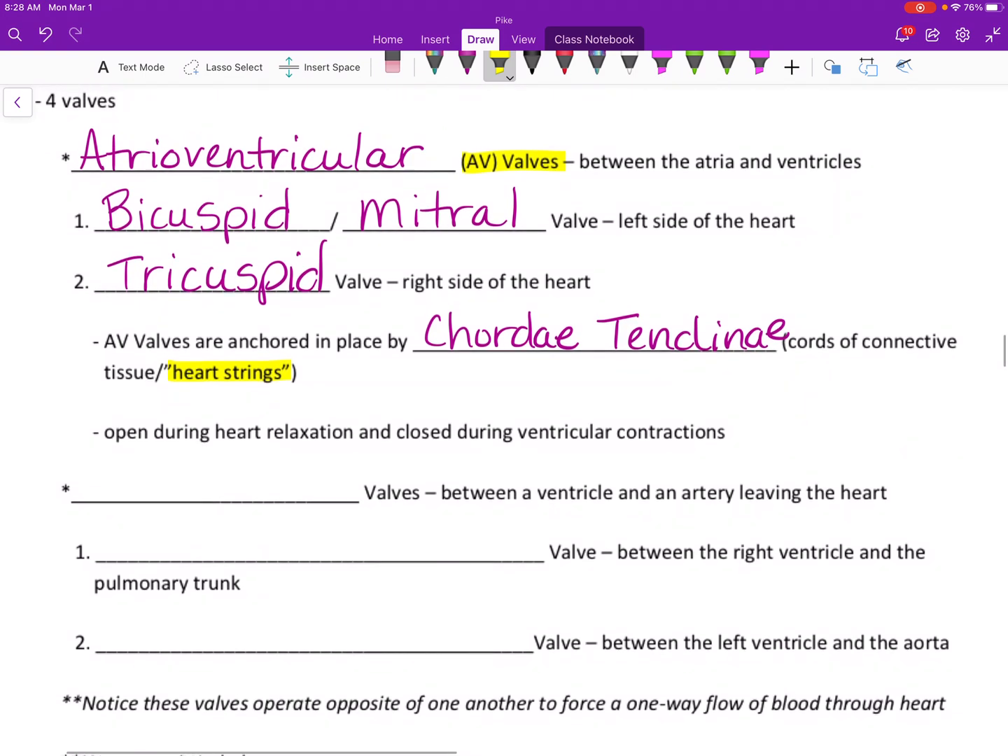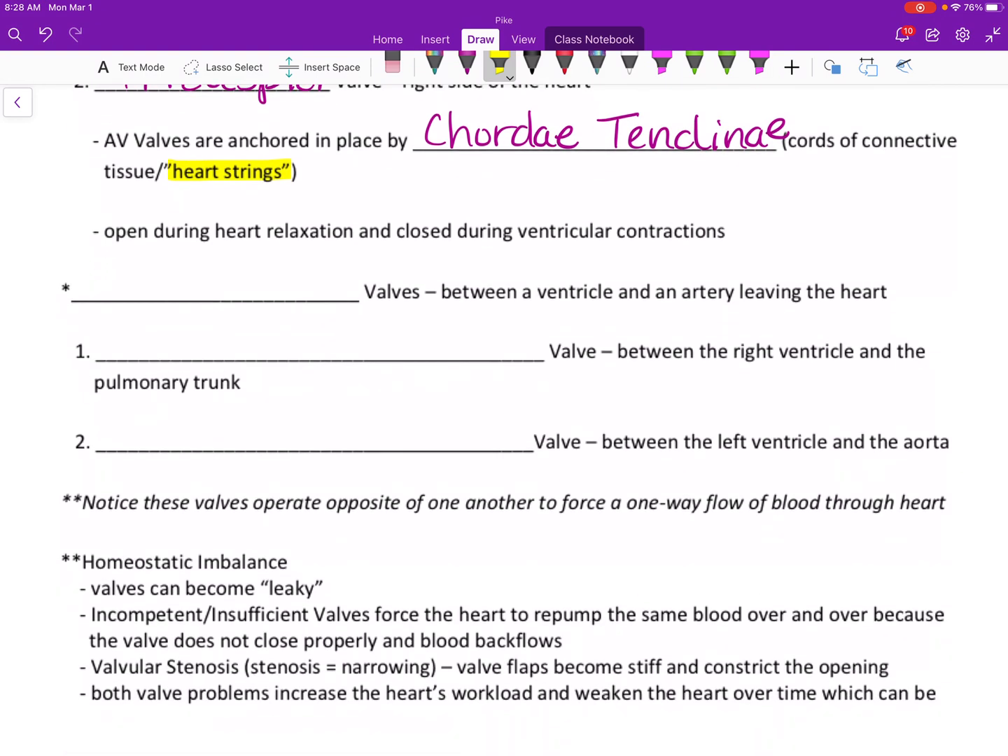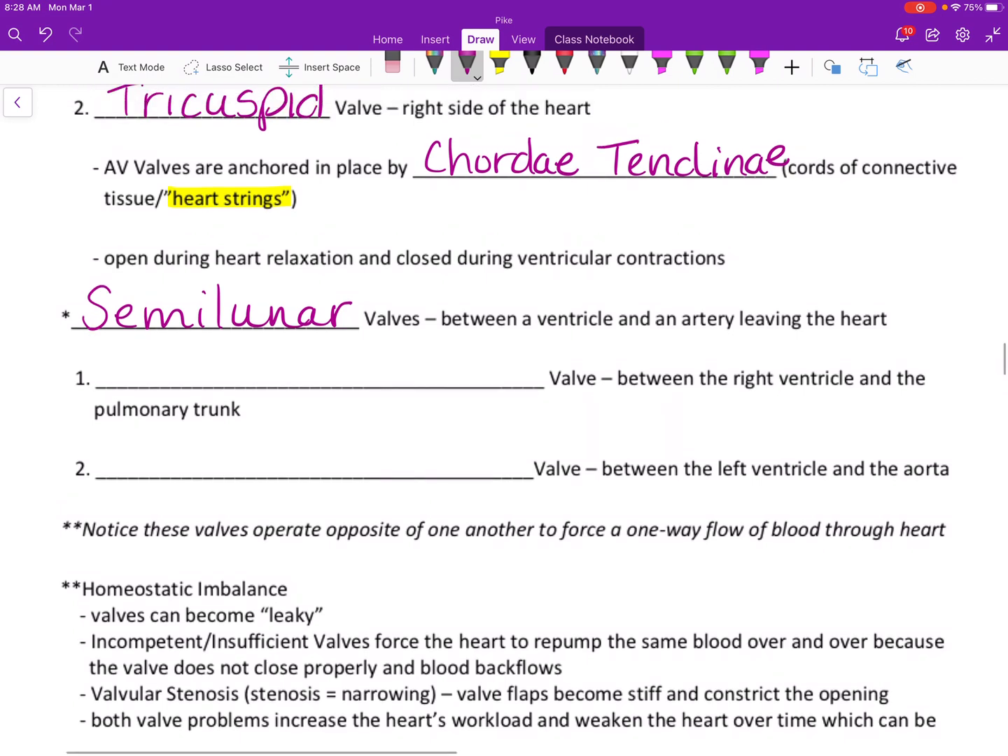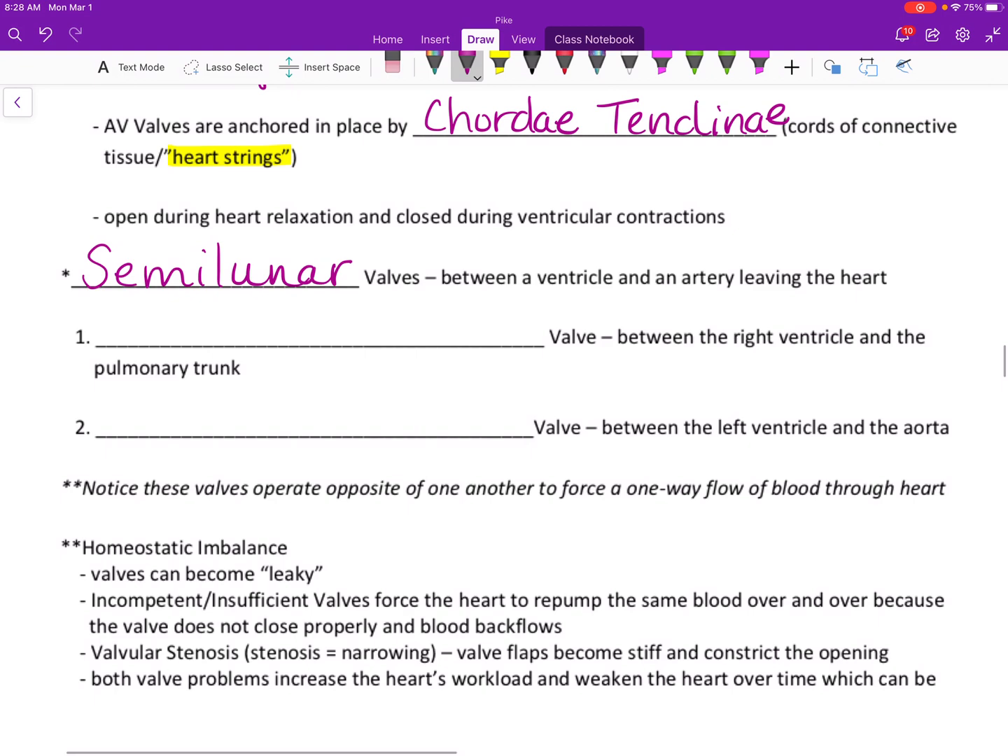These AV valves are only open when the heart is relaxed and closed when the heart is contracting. And so we'll talk about that when we do blood flow. The next set of valves are called our semilunar valves. These semilunar valves look like little half moons, hence the name semilunar, and they're between the ventricle and an artery leaving the heart. So these are not like up here, doors between 2 rooms, between an atrium and a ventricle. These are doors to actually leave the heart altogether, doors to leave.